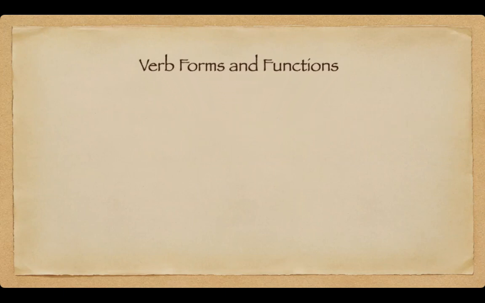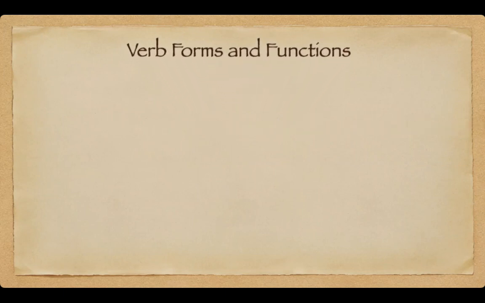Let's take a few minutes to discuss verb forms and functions. Verb forms affect how verbs function in sentences, or how they work in sentences. The base form is the simplest form of the verb. Recall that the base form can be altered or changed to create the past form of a verb. For example, by adding ed, jump becomes jumped, or by changing the spelling, run becomes ran. Here are more examples.